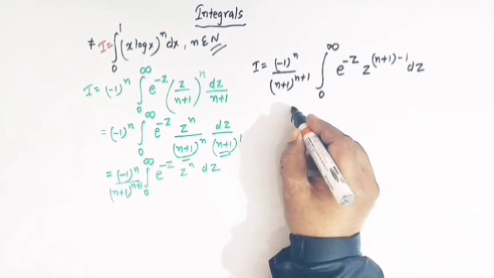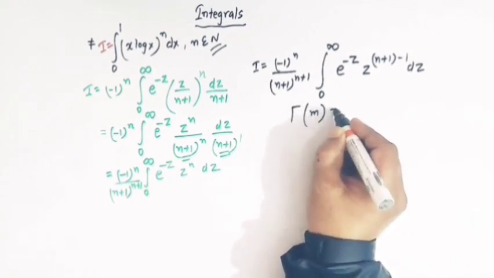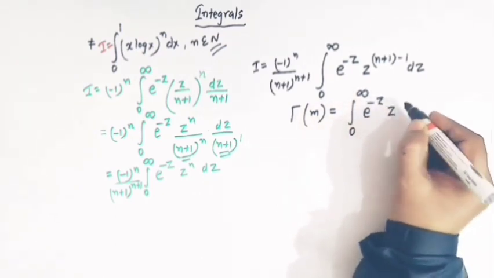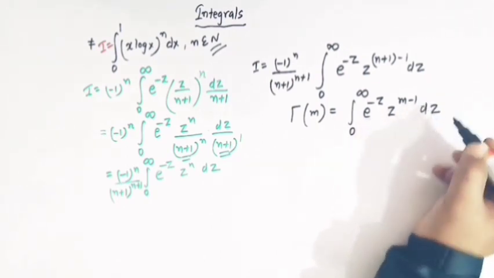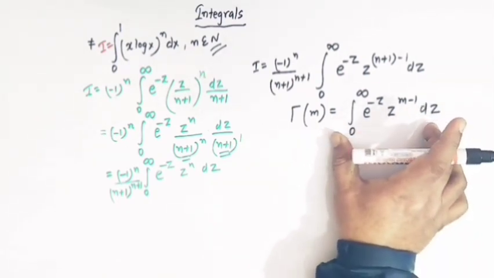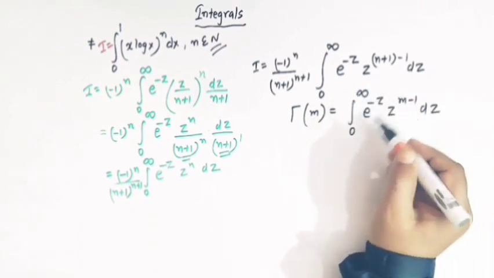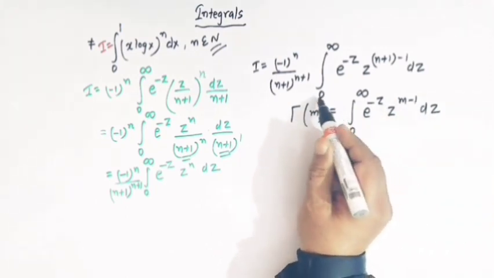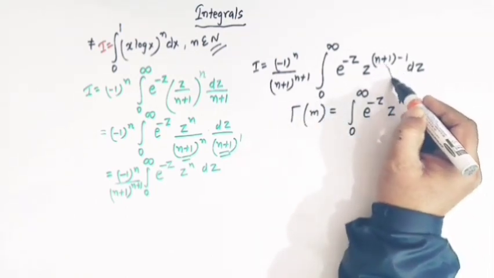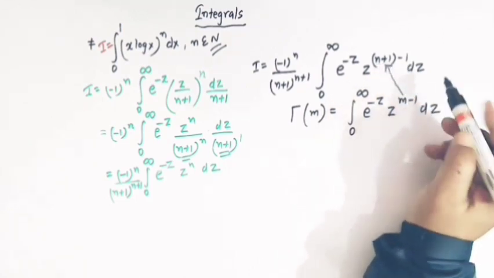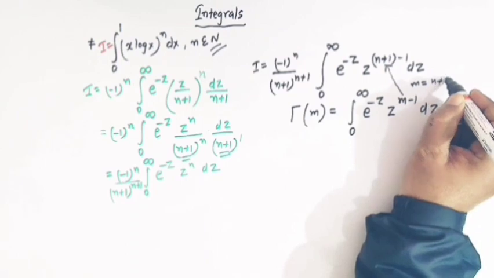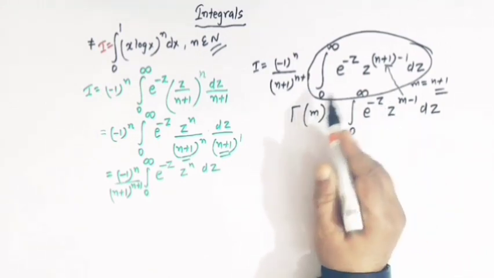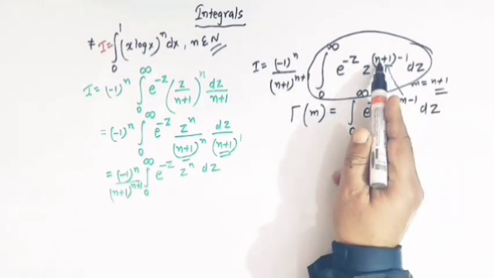Because see, gamma of m is defined as 0 to infinity e raised to minus z and z raised to m minus 1 dz, right? So this is the famous Euler's integral, and this integral 0 to infinity e raised to minus z, z raised to m minus 1 is given by gamma of m, right? So if we compare these two integrals, then we can see that m can be replaced by n plus 1, right? So this integral now takes the form gamma of n plus 1, right?